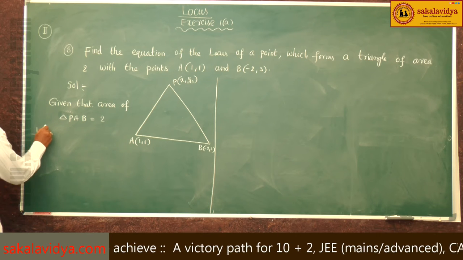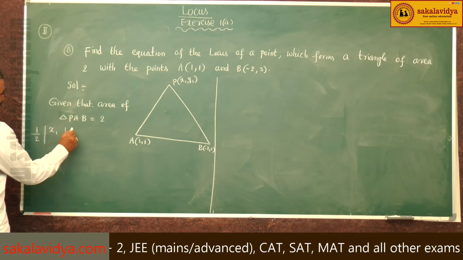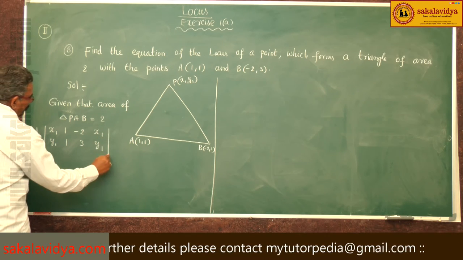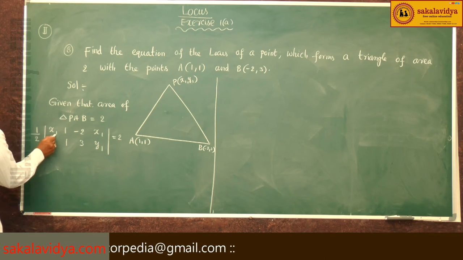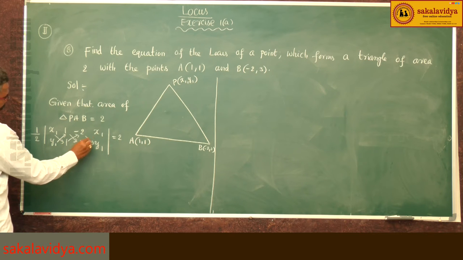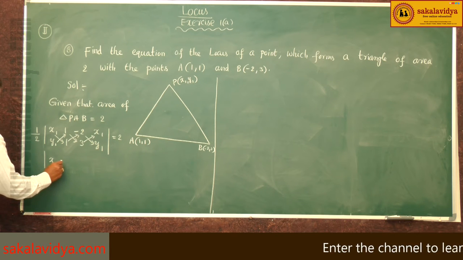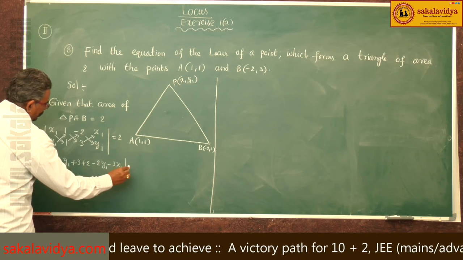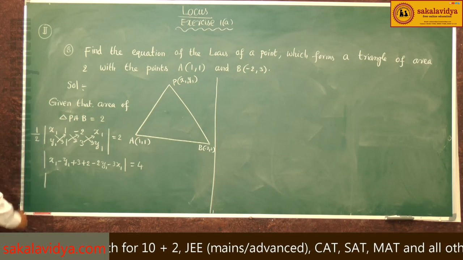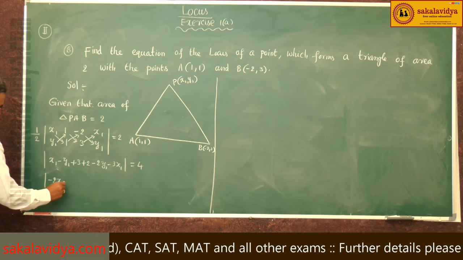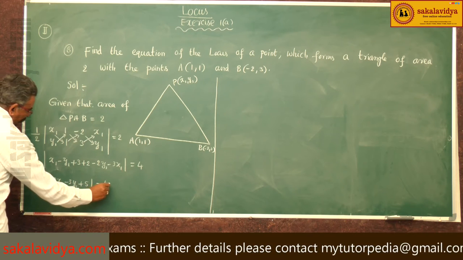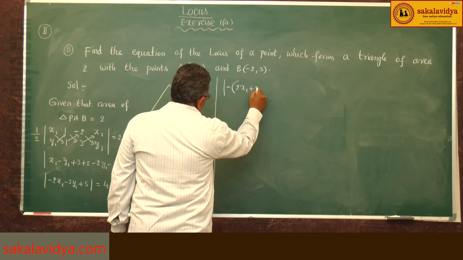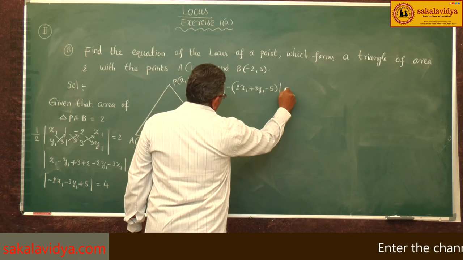This we can write as half modulus of the determinant x1, 1, minus 2, again x1, y1, 1, 3, again y1, equals 2. Cross multiply to that side and apply the crisscross method. So mod of x1 minus y1 plus 3 plus 2 minus 2y1 minus 3x1 equals 4. This is mod of minus 2x1 minus 3y1 plus 5 equals 4. Take minus common. Mod of minus 2x1 plus 3y1 minus 5 equals 4.